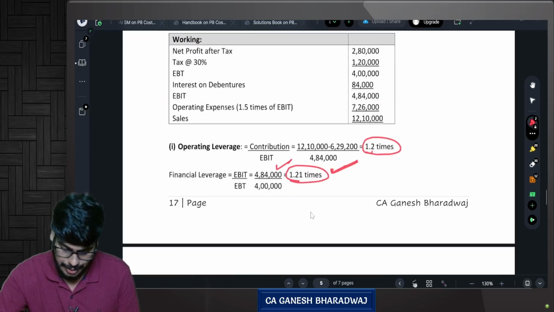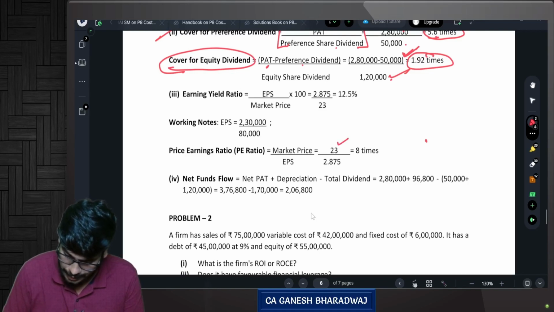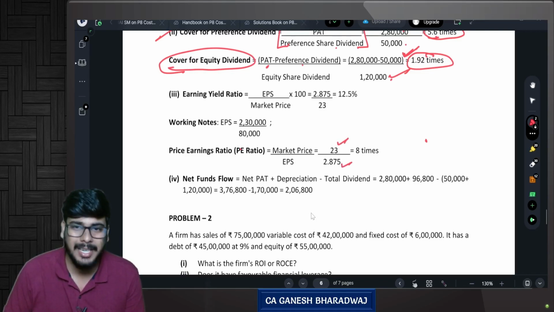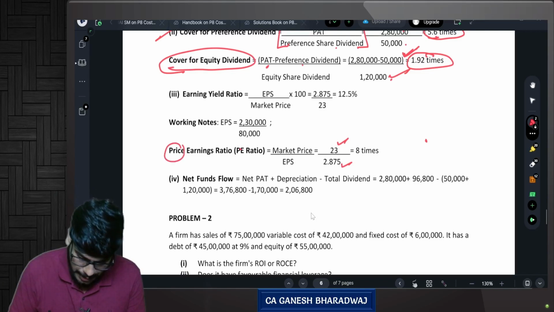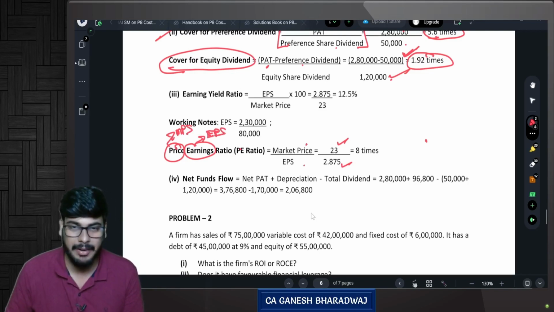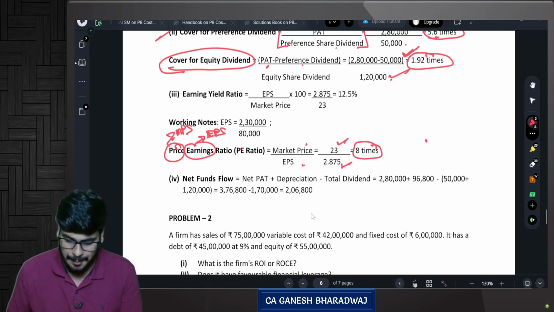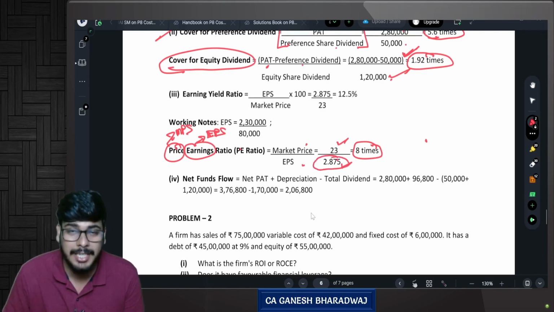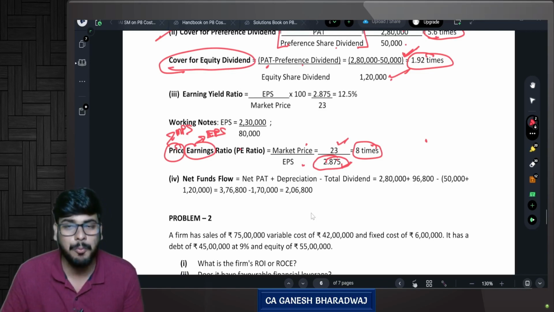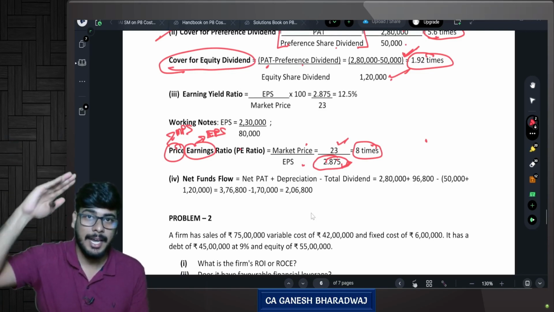So look at this. Your price earnings ratio is going to be 23 divided by 2.875. Price earnings ratio, as the name suggests, is price divided by earnings, that is MPS, market price per share, divided by EPS, earnings per share. So 23 divided by 2.875 is 8 times. What is the meaning of this? It means that if the earnings per share is 2.875, generally the market price is 8 times your earnings.